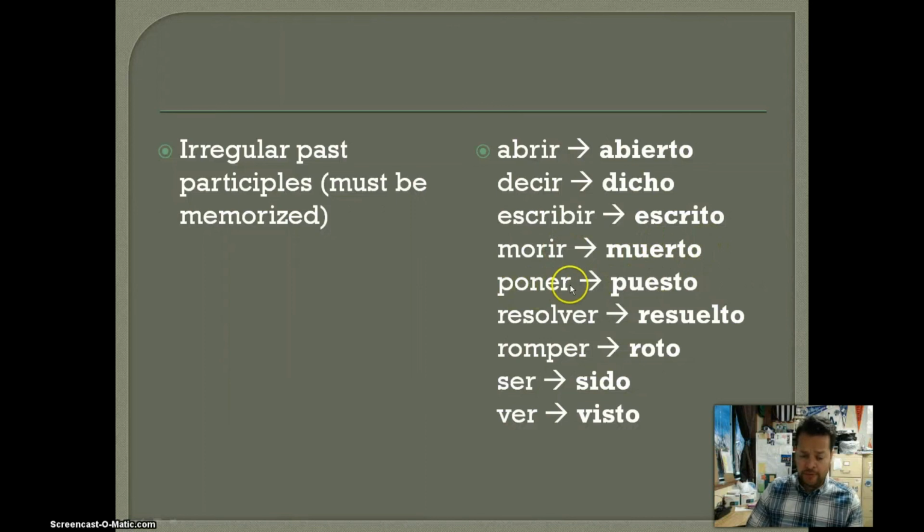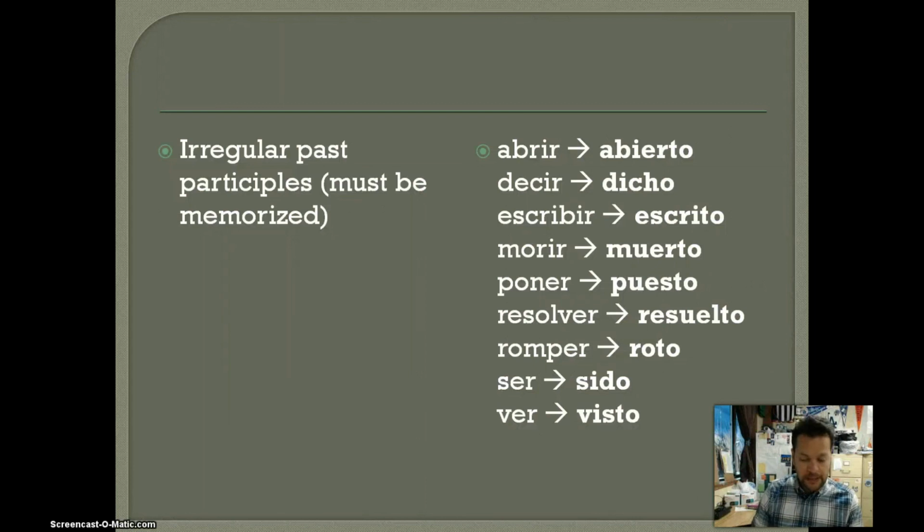Morir, morido, nope. Muerto. Take poner before you say ponido. It's actually puesto. Resolver, well, it's not going to be resolvido. It's resuelto. Romper, sometimes I hear rompido, but you know, according to the libro, it looks like it's roto. Ser changes to sido. Ver changes to visto. So this list of verbos are the ones that are irregular, and there's no way around it. You're just gonna have to make that adjustment.